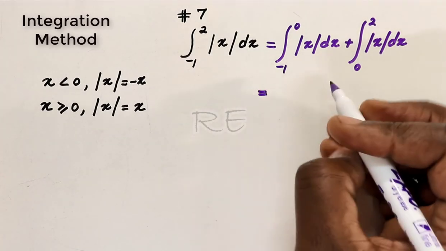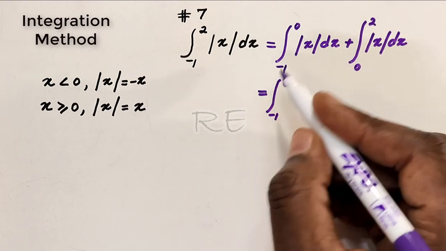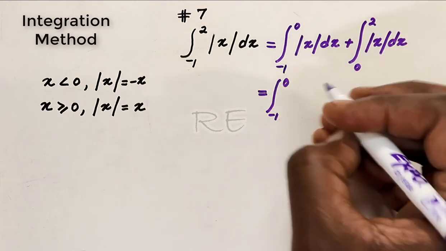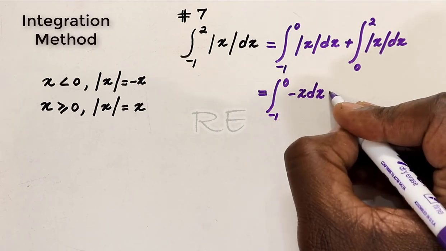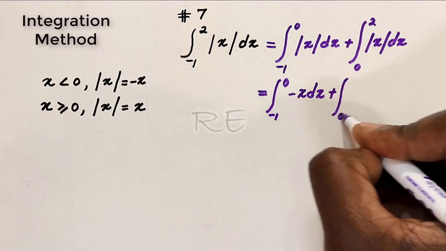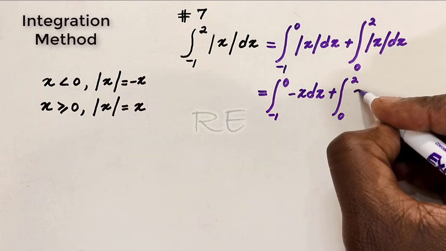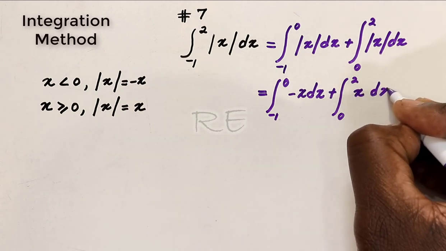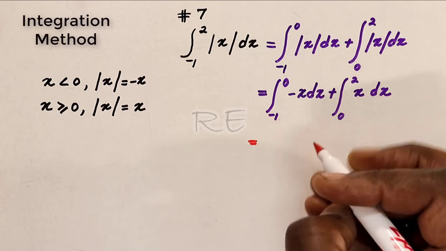Now, from -1 to 0, x is negative. Therefore, the absolute value of x is equal to its opposite, -x. And from 0 to 2, x is positive. Therefore, the absolute value of x is equal to itself, to x itself.